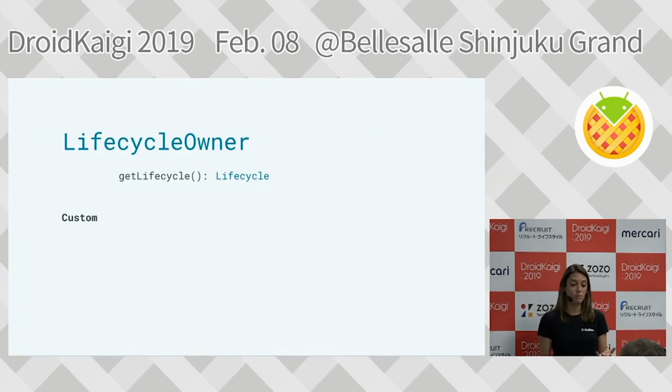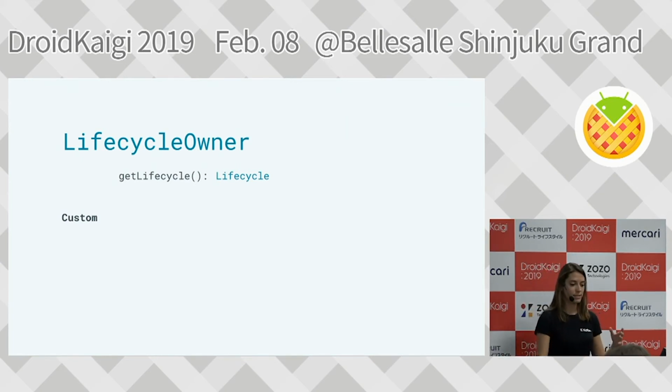But you can also implement your own custom lifecycle owner for whatever cases you might have. The architecture components give you this set of events and states, and you can decide when you want to trigger specific events and when you want the state of your lifecycle to move from one to another. So you can also implement your own.